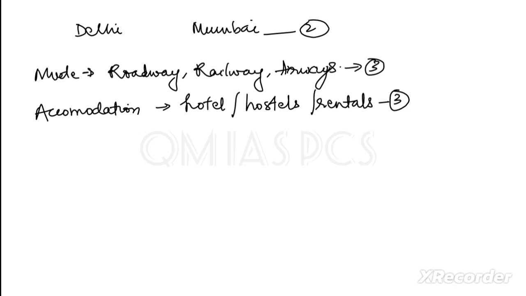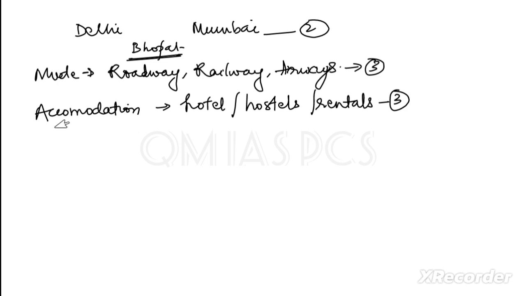Wherever you are staying, let's say you are at Bhopal. From Bhopal you have two options: you can go to Delhi, or you can go to Mumbai. There are three modes of transport: roadways, railways and airways. And accommodations are hotel, hostels or rentals. So what is the total number of possibilities for this journey, the possible travel journeys?